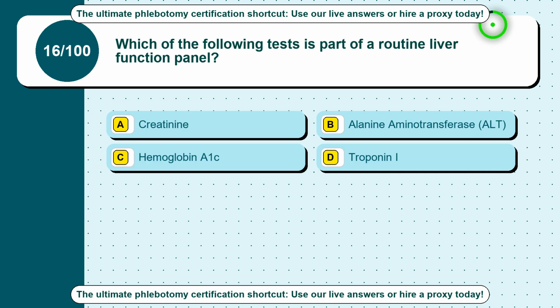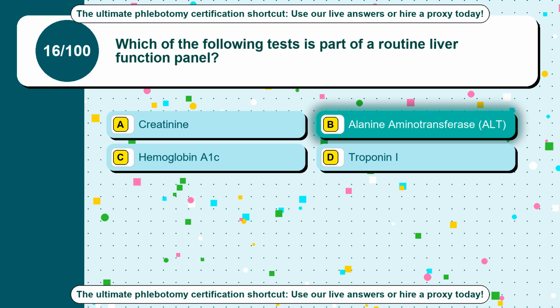Question 16. Which of the following tests is part of a routine liver function panel? Option A. Creatinine. Option B. Alanine aminotransferase, ALT. Option C. Hemoglobin A1c. Option D. Troponin I. The correct answer is option B.